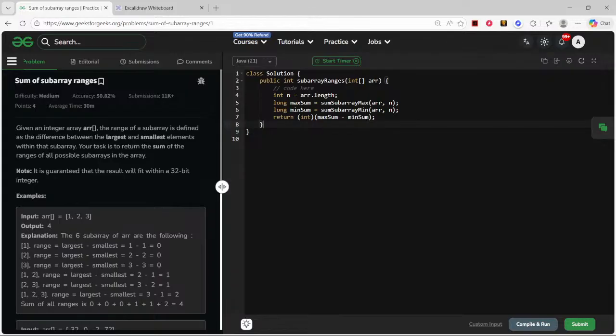And after that we return it, and then we write private long sumSubarray till, with int[] array and int n, right? long sum is equal to 0, int[] left, new, int[] right.